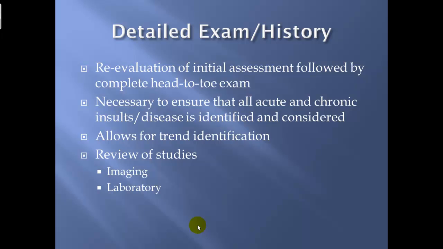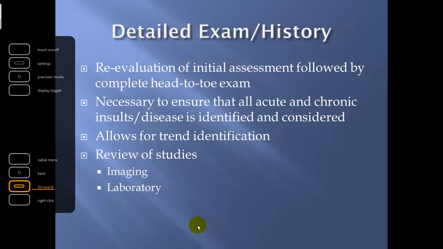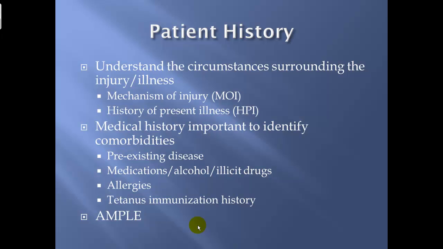Necessary to ensure that all acute and chronic insults and diseases are identified and considered. Allows for trend identification, so you reassess frequently. Review of studies, imaging and laboratory, if you have them available. Patient history. Understand the circumstances surrounding the illness or injury. Mechanism of injury. History of present illness.